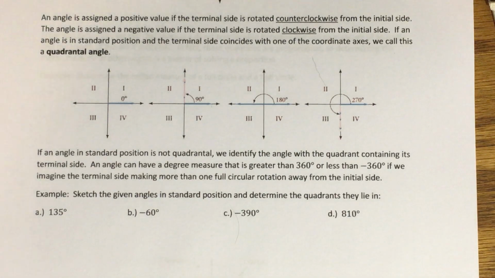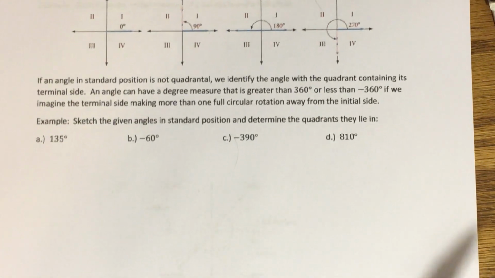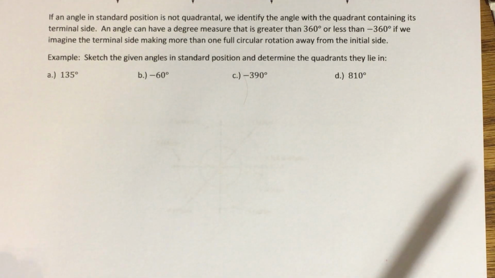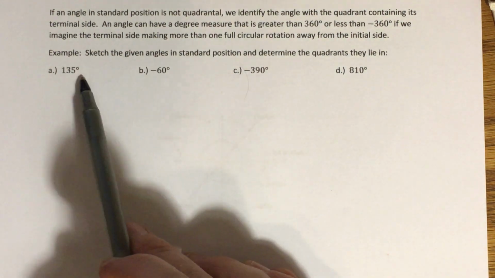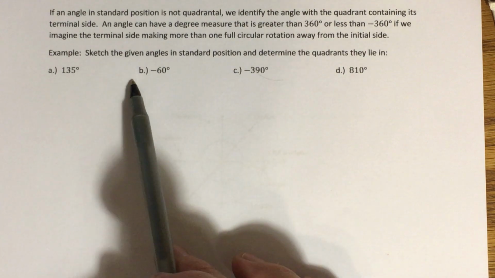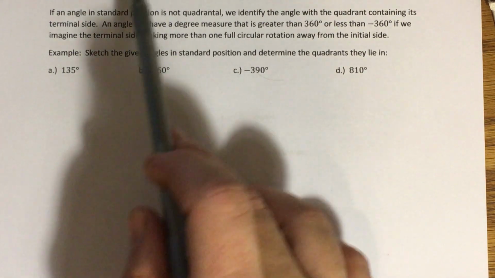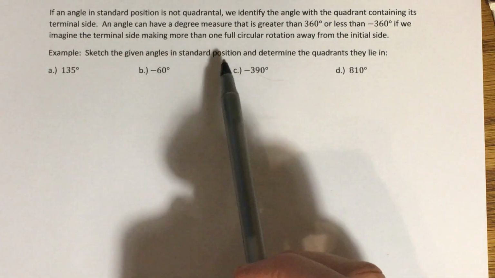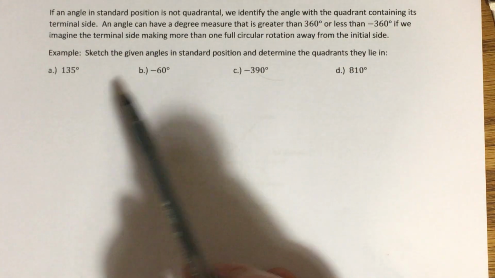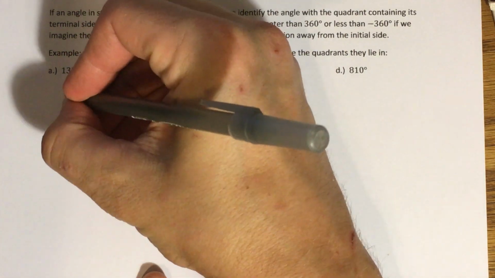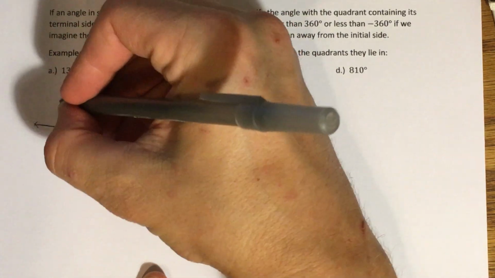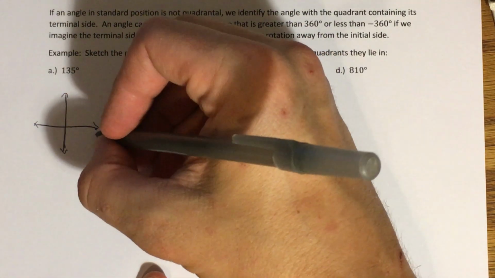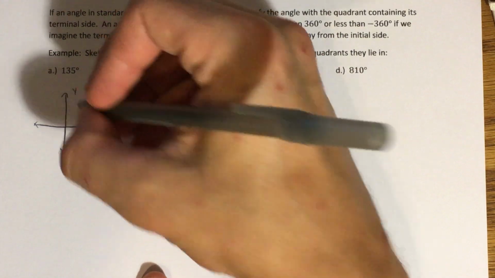So a lot of terminology, a lot of definitions and basic concepts here, but we haven't really done any examples yet. So let's look at some examples. For these four angles here, we want to sketch the angle in standard position, which means we want to put it in the coordinate plane. And then we want to determine which quadrants they lie in. So starting with this 135-degree angle, I'm going to sketch out my coordinate plane, and I'm not going to worry too much about it being super accurate for this. We just kind of want to get used to the idea.